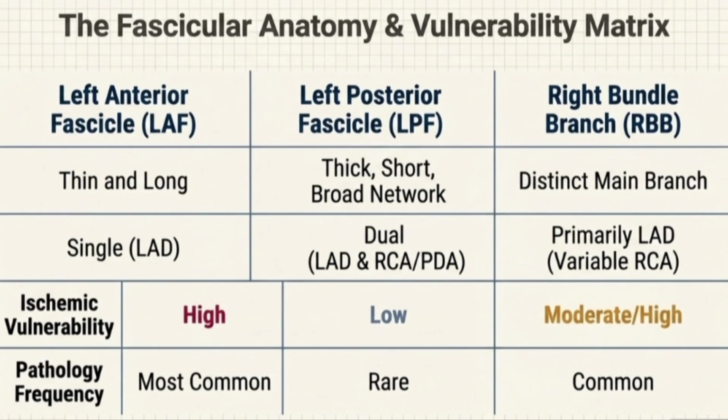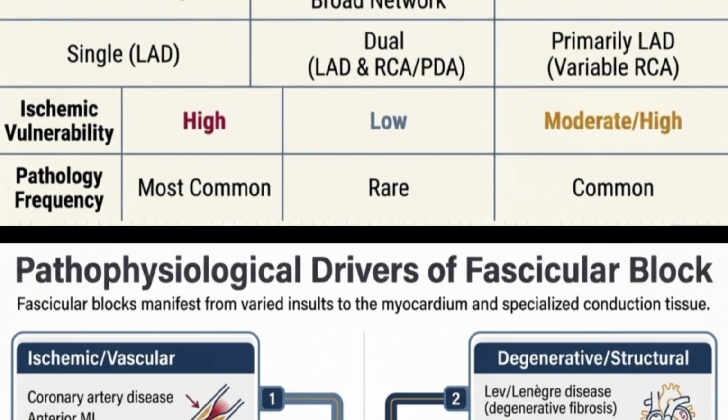So the left anterior fascicle is thin and long, the posterior fascicle is thick, short and broad, and the right bundle branch is a distinct main branch. The left anterior fascicle is supplied by the LAD, the left posterior fascicle is supplied by the LAD and RCA or PDA, the posterior descending coronary artery, and the right bundle branch is supplied primarily by the LAD and variably by the right coronary artery. Ischemic vulnerability of the left anterior fascicle is the highest, the right bundle branch is moderate to high, while for the left posterior fascicle ischemic vulnerability is low. Pathology is most common in the left anterior fascicle, common in the right bundle branch, but rare in the left posterior fascicle.